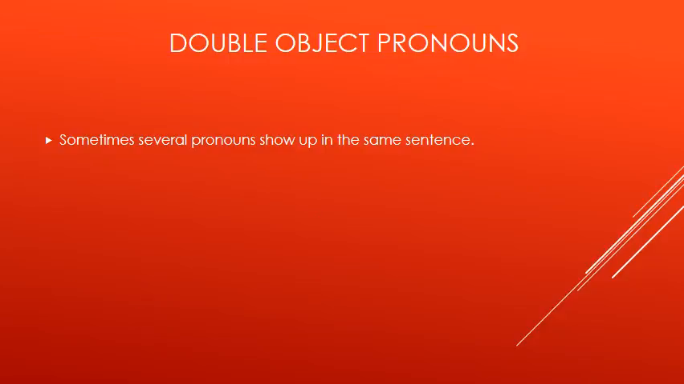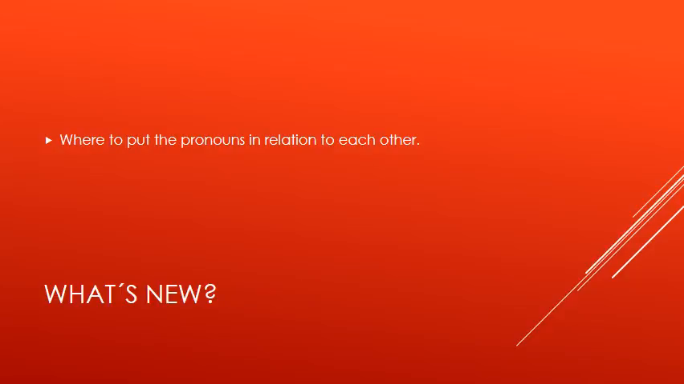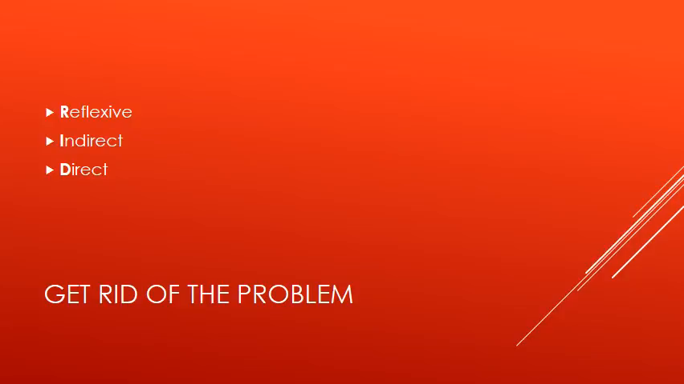Now, sometimes several object pronouns show up in the same sentence, or just pronouns in general. Where do they go? They go in the same place as usual. So you go before the conjugated verb, after the infinitive attached to the command, unless it's negative. The difference is where they are put in relation to each other. To do this, you remember to get rid of your problem. R stands for reflexive pronouns, I stands for indirect object pronouns, and D stands for direct object pronouns. See the RID in that?